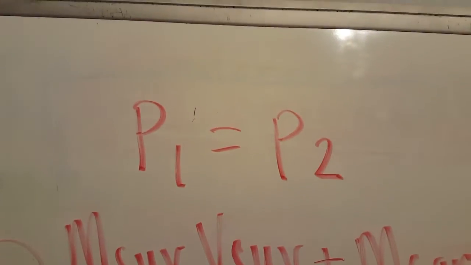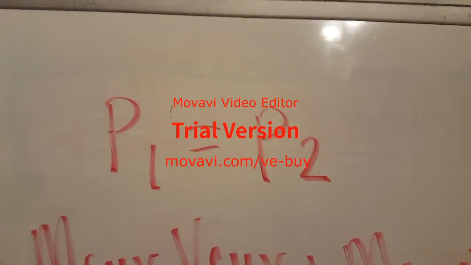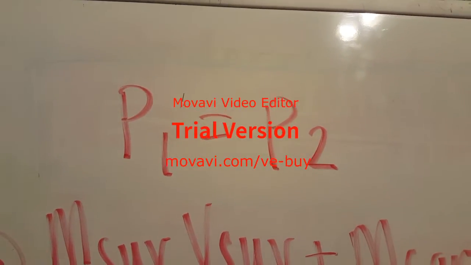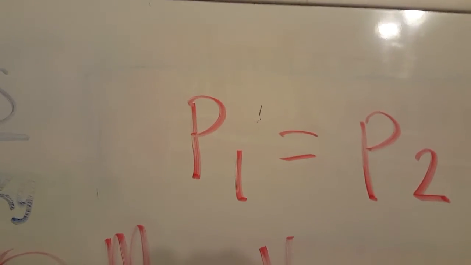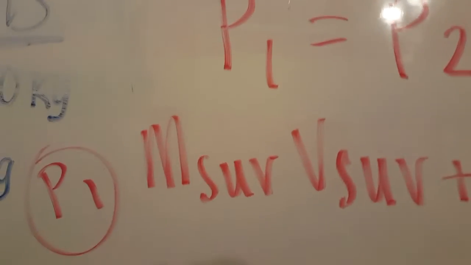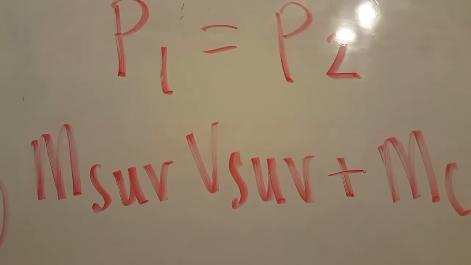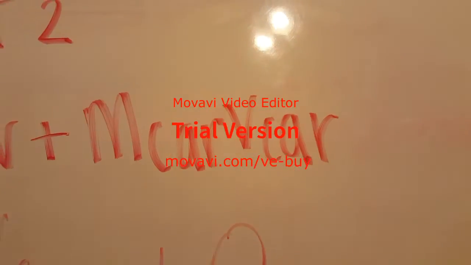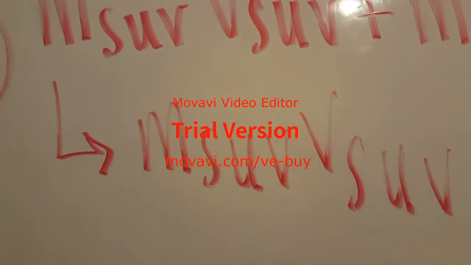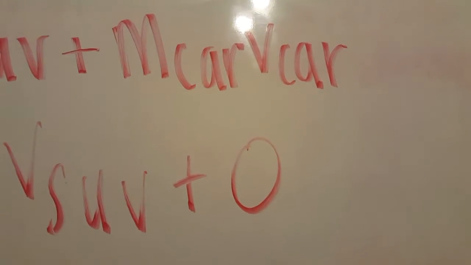After using kinetic energy to find the velocity at the second position, we can now say that the momentum between position 1 and 2 is equal, because both cars at position 2 are moving based on the momentum of the first car in position 1. For position 1, we have the mass of the SUV times the velocity of the SUV initially, plus the mass of the car times its velocity. This breaks down into the mass of the SUV times the velocity of the SUV plus 0, since the velocity of the car is 0, and multiplying by 0 results in 0.